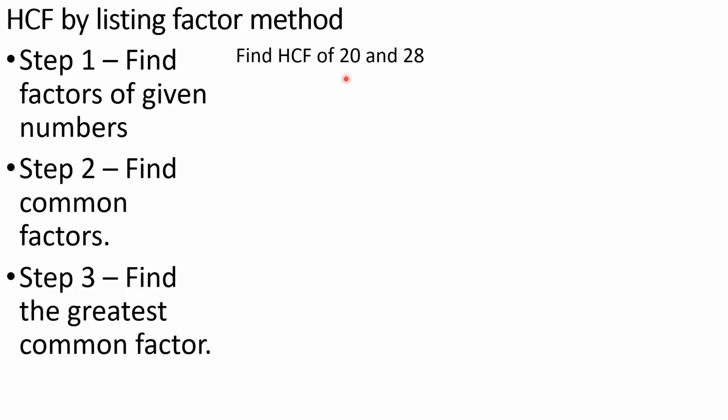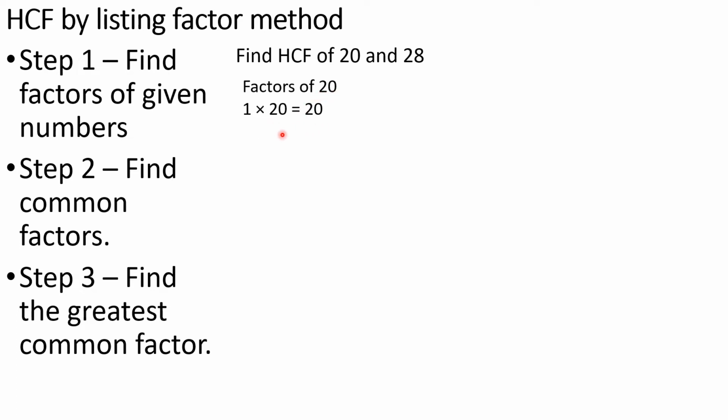Find HCF of 20 and 28. There are two numbers, 20 and 28, and we have to find out the HCF. But what is the first step? Factors of given numbers. So at first we will find out factors of 20 and factors of 28. So at first I am going to find out factors of 20. At first 1 20s are 20.